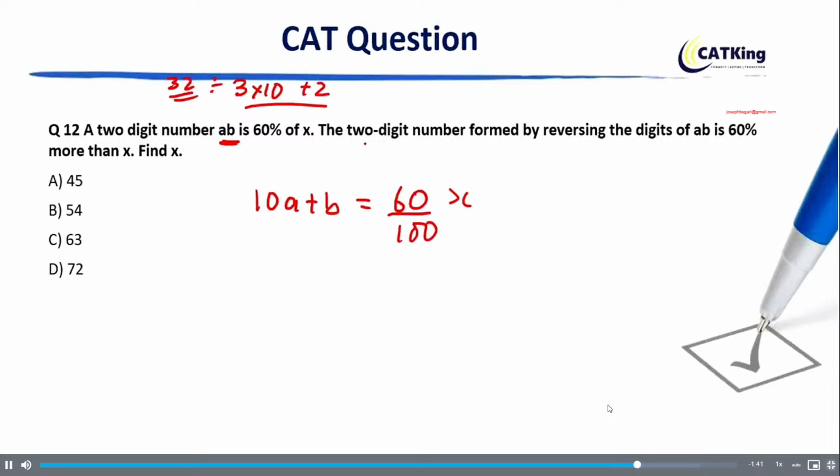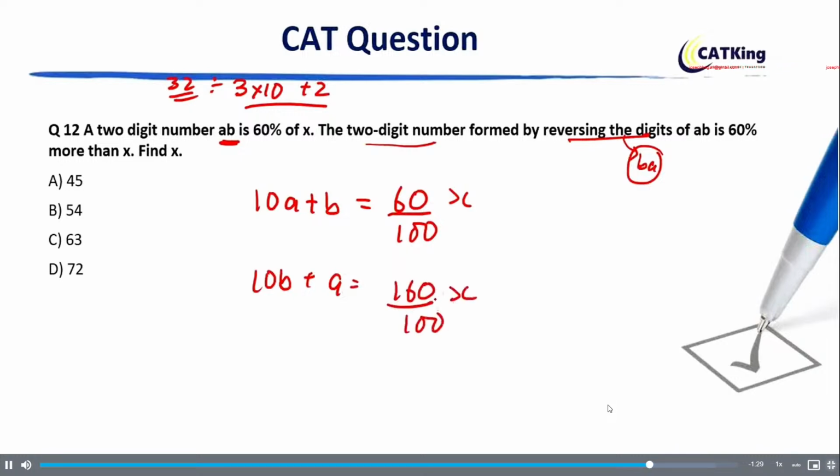Now, the two-digit number formed by reversing the digits, which is BA. Right? So 10B plus A equal to what? 60% more than x, which is what? 160% of x? Correct? 60% more than x or 160% of x? Okay. Find x. This is what they are asking me to do. Okay. First thing, what can you see from here?